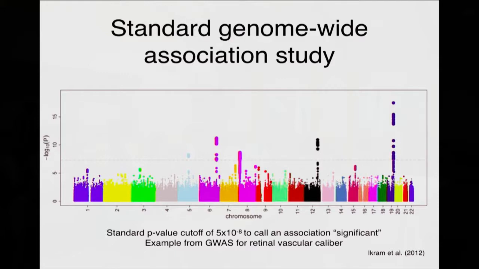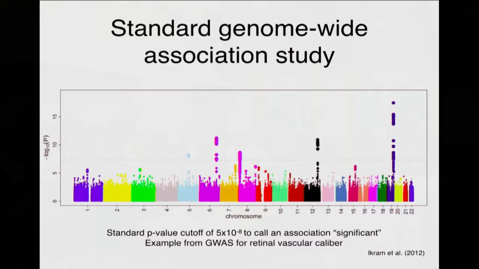On the x-axis is position along the genome from chromosome 1, 2, 3, out to 22. On the y-axis is this measure of association. This is a genome-wide association study for retinal vascular caliber, so the width of blood vessels in the retina. And you can see there are a few positions here where it looks like there's a genetic variant somewhere here on chromosome 19. There's one here on chromosome 12, one on chromosome 6, 8, and 5, where there's a genetic variant that influences this trait.